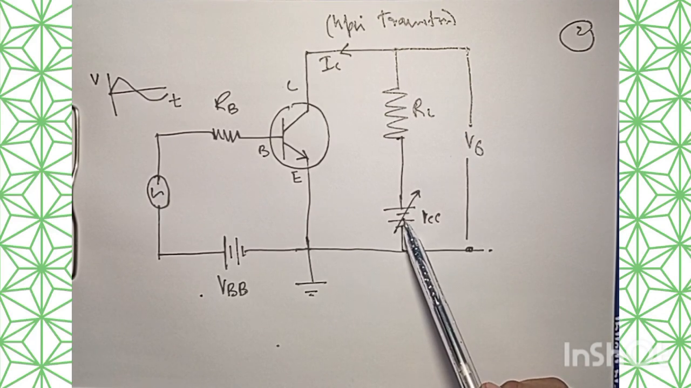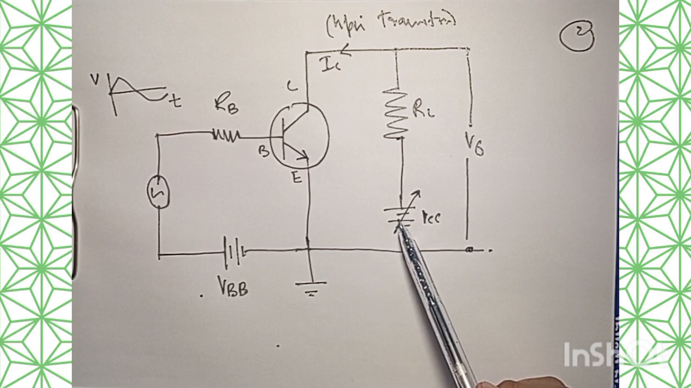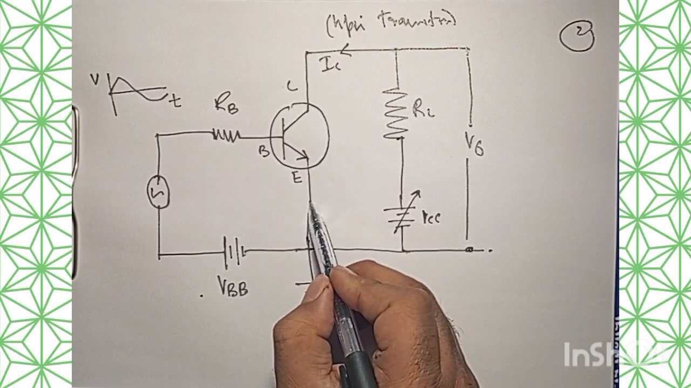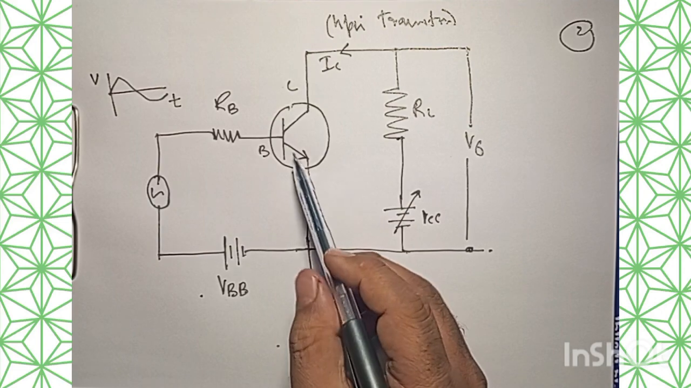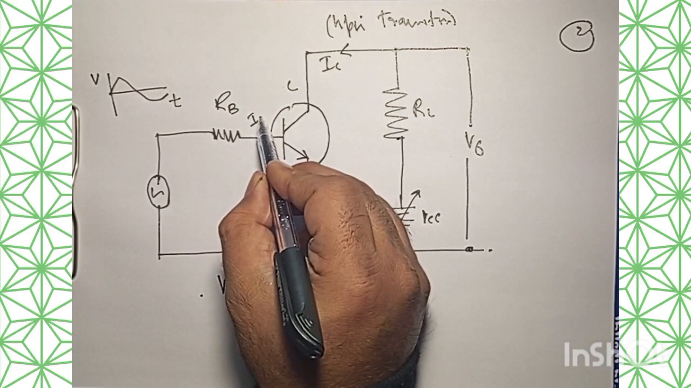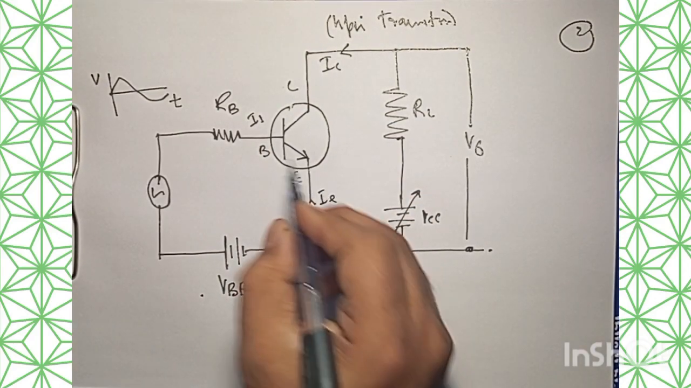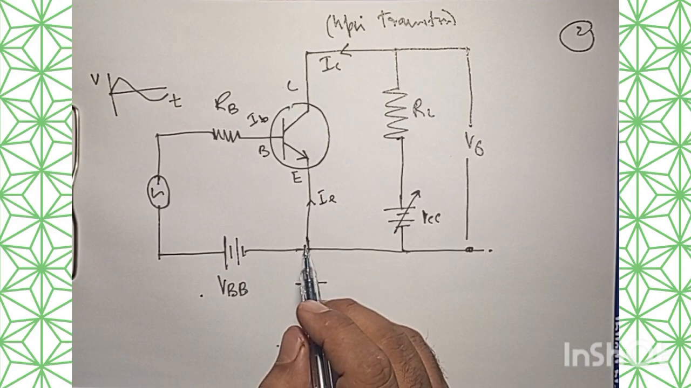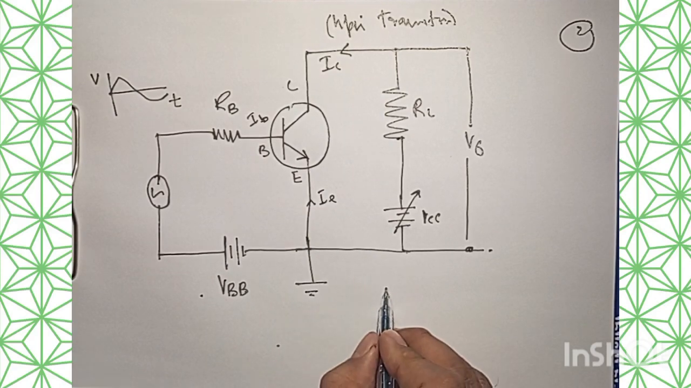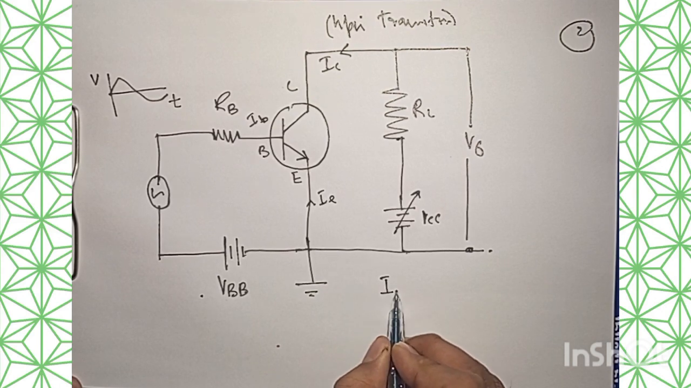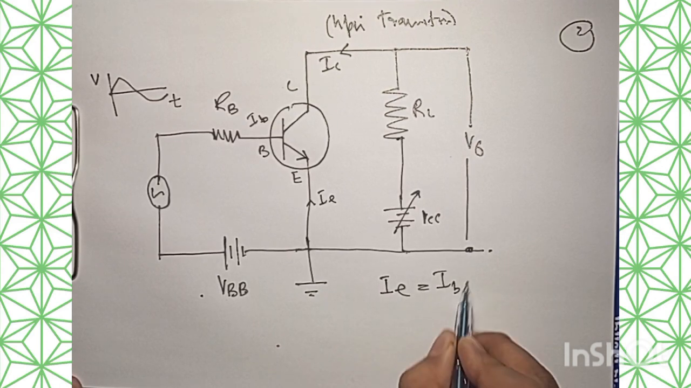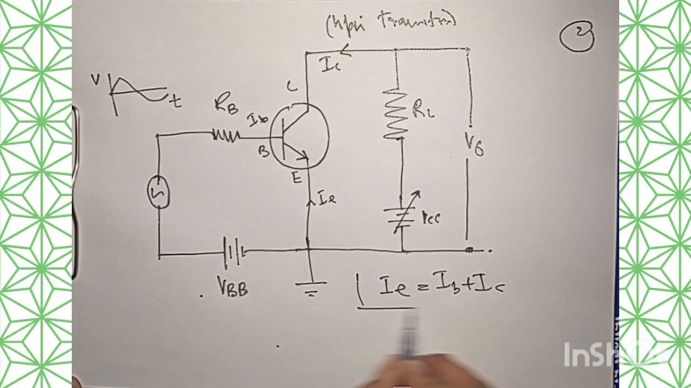Now, if we apply Kirchhoff's junction law, here we have the emitter current IE, the base current IB, and the collector current. We can easily write down for a junction, IE is equal to IB plus IC. No issues.